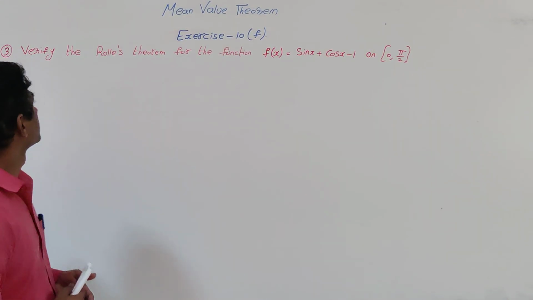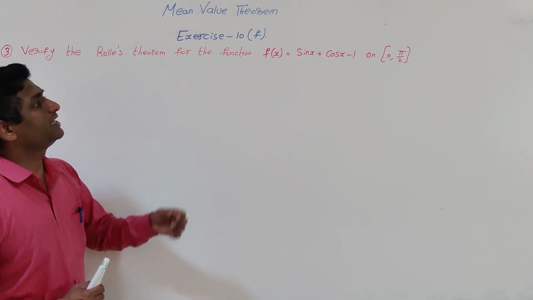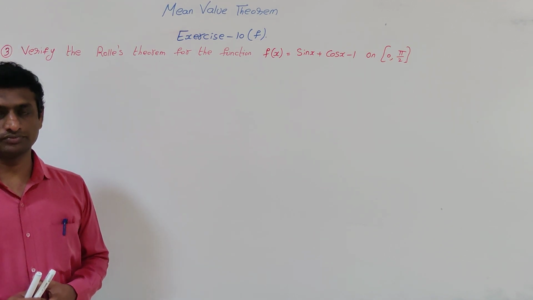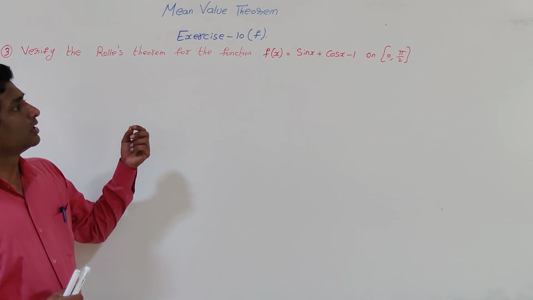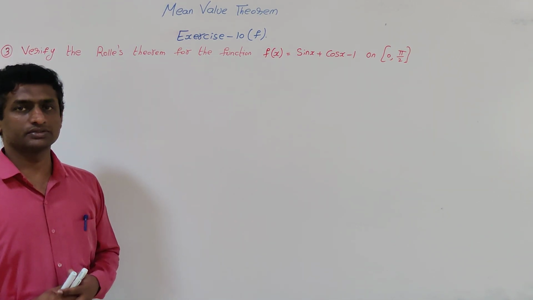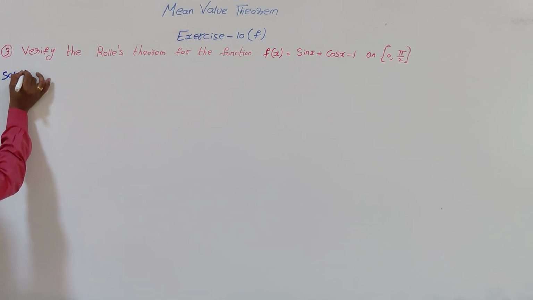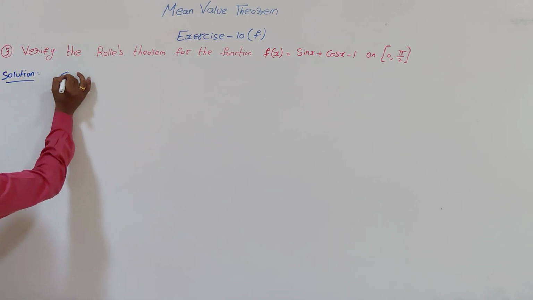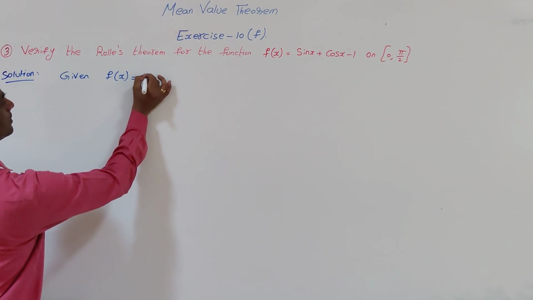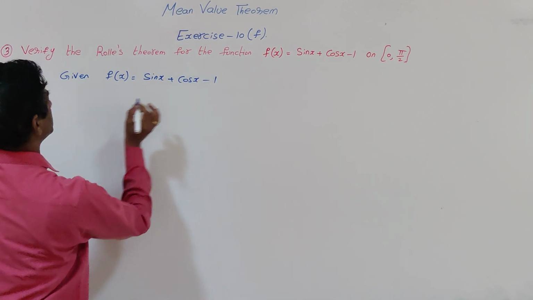Third problem is, verify the Rolle's theorem for the function f of x is equal to sin x plus cos x minus 1 on closed interval 0 comma pi by 2. So it is a trigonometric function in what variables? Sin x and cos x. So solution, given f of x is equal to sin x plus cos x minus 1.